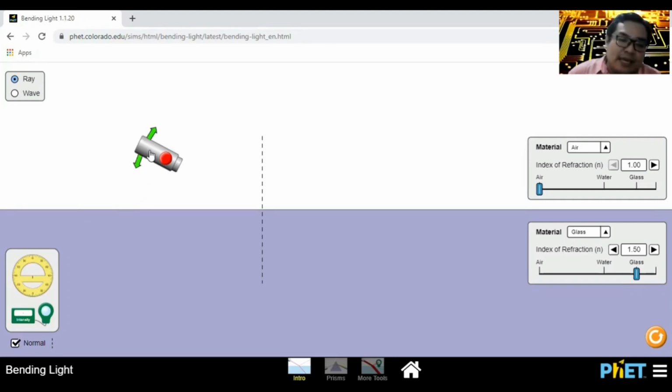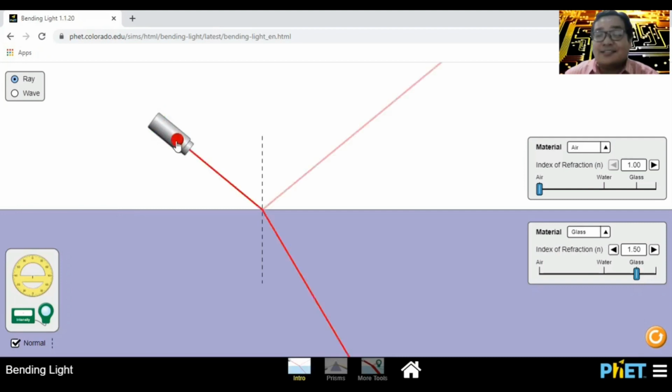Here I have the flashlight, and I can change the position of the flashlight. Now let's say I'm using this position, and I turn it on. Notice what will happen. Ta-da, students! Very interesting. What do you see here, students?